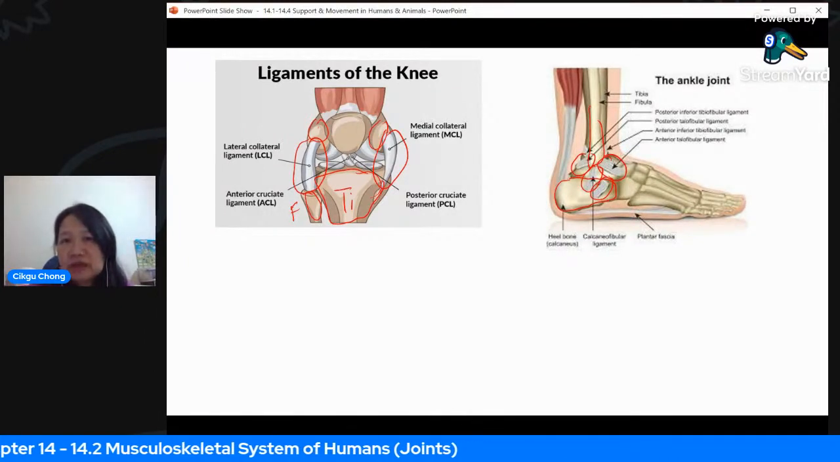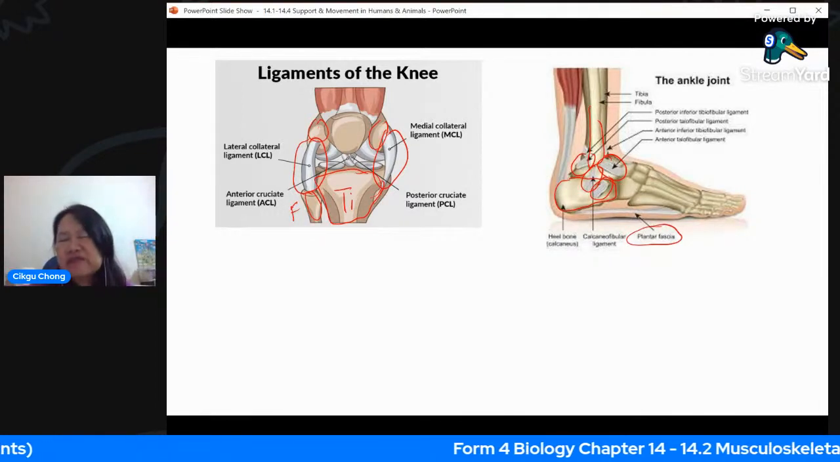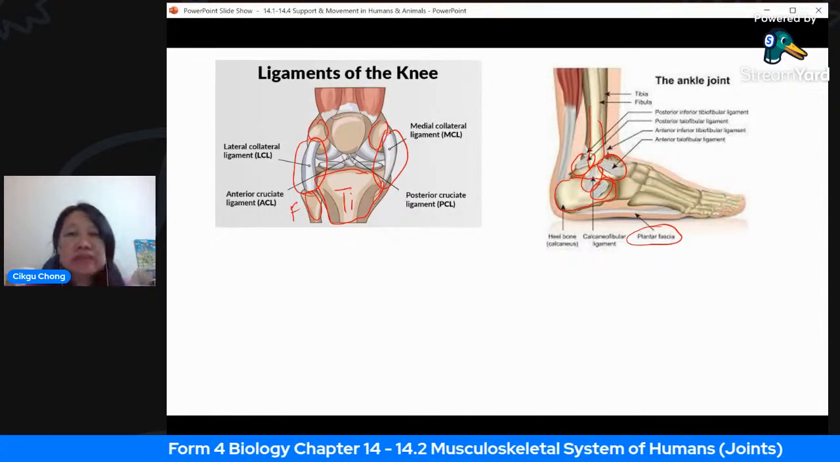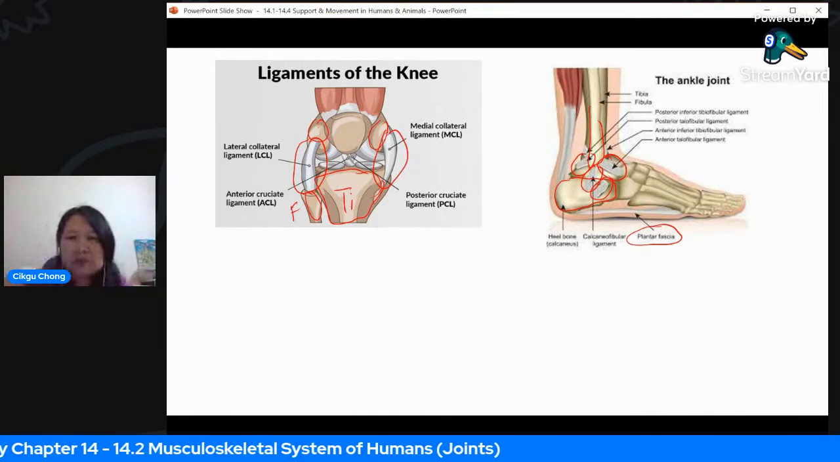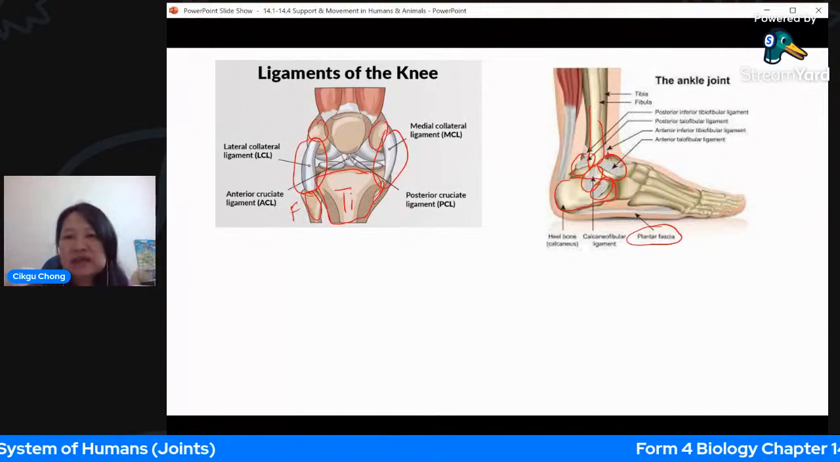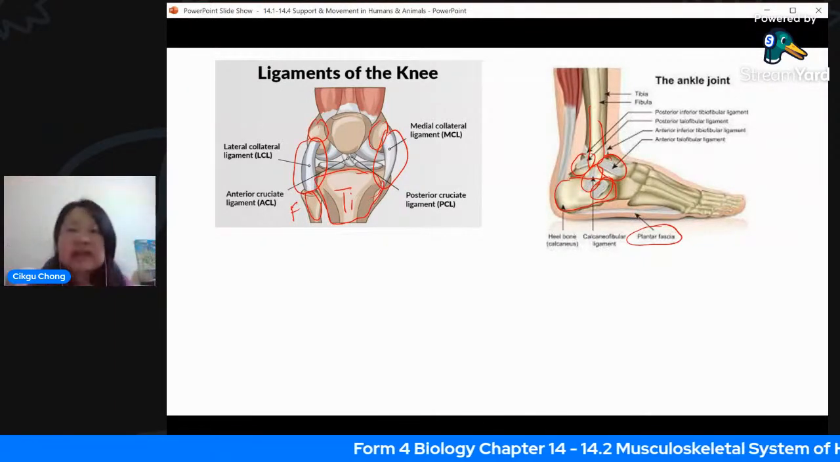Okay, then here at the bottom, this is the base of your foot. You have the plantar fascia. Some people have intense pain at the bottom of the foot. I had it last time because it was inflamed. It was so bad that I could not even step down on the ground, on the floor. It was very painful. We call it plantar fasciitis, which means inflammation of this ligament.